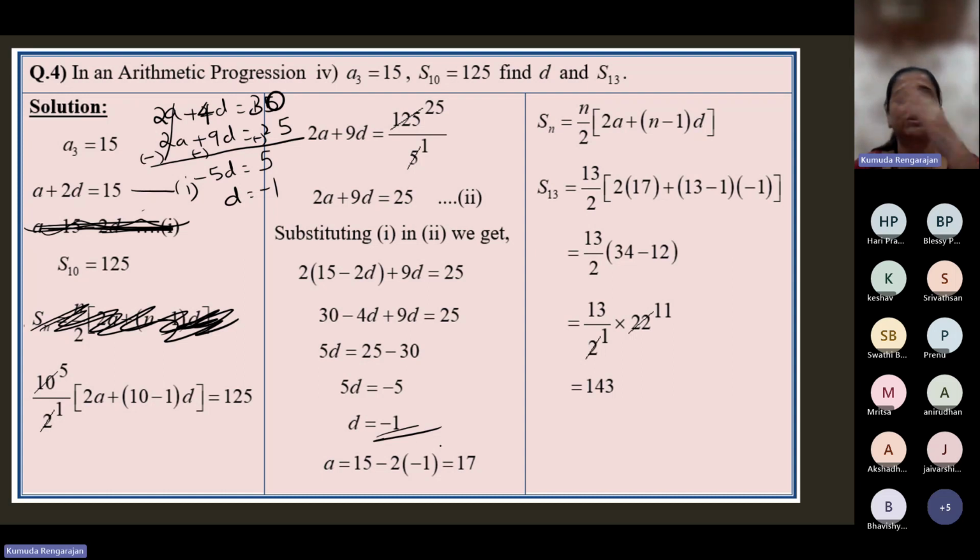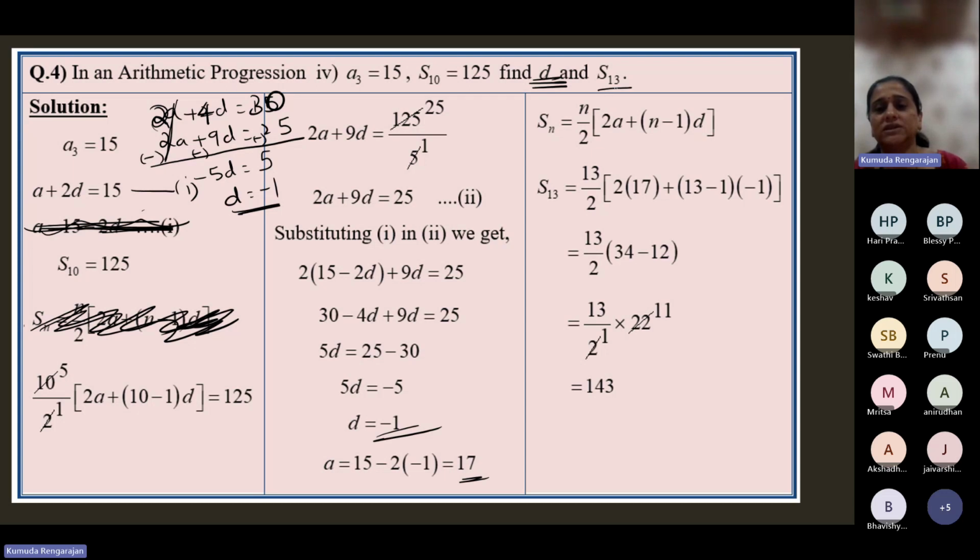You can also write the two equations, one below the other. To make the coefficients equal, you should multiply the first equation by 2. So you'll get 2a plus 2 into 2, 4d, plus 15 into 2, 30, is equal to 30. Then change the signs, 2a and minus 2a gets cancelled. So on working this, you get d is minus 1. And when you substitute in one of the equations, you'll get the value of a, 17. So we found d.